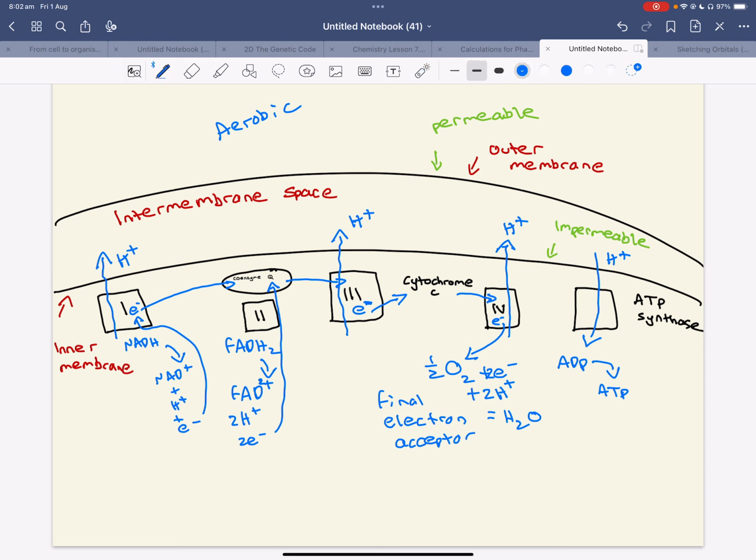Now this step, ATP synthase, where we are moving H plus with its concentration gradient, is called chemiosmosis. Chemiosmosis is literally a process where H plus is moving down its concentration gradient, and as it's moving down its concentration gradient, it's generating ATP. Okay? That's called chemiosmosis. That's it for the electron transport chain.